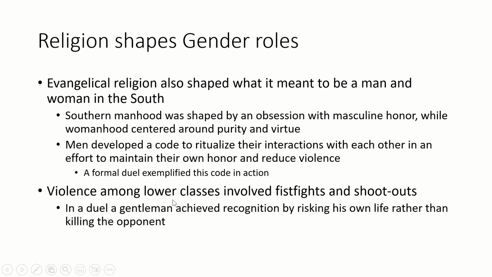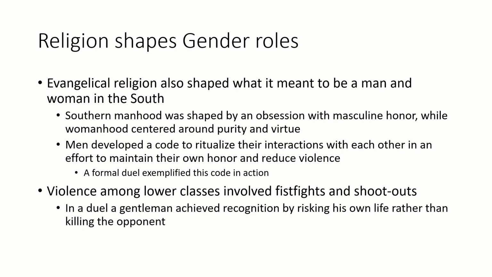Evangelical religion also shaped understandings of what it meant to be a Southern man or a Southern woman. Southern manhood was largely shaped by the obsession with masculine honor, whereas Southern womanhood centered around expectations of sexual virtue or purity. Honor prioritized the public recognition of white masculine claims to reputation and authority.